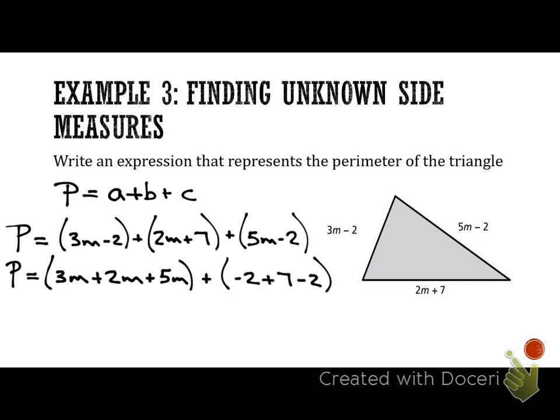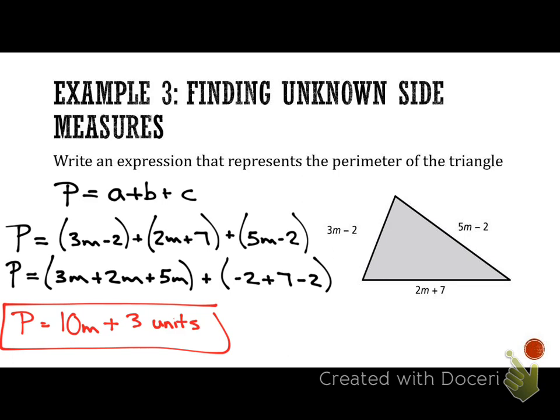All right, what's 3 plus 2 plus 5, guys? 10. P equals 10m. Negative 2 plus 7? 5 minus 2 is 3. You're fine, you're fine. Okay, and that's my whole answer. I don't know what the label is, so I just say units. That's my perimeter. You say, well, that looks weird because that's not an actual value. You're right, because you don't know what m equals.